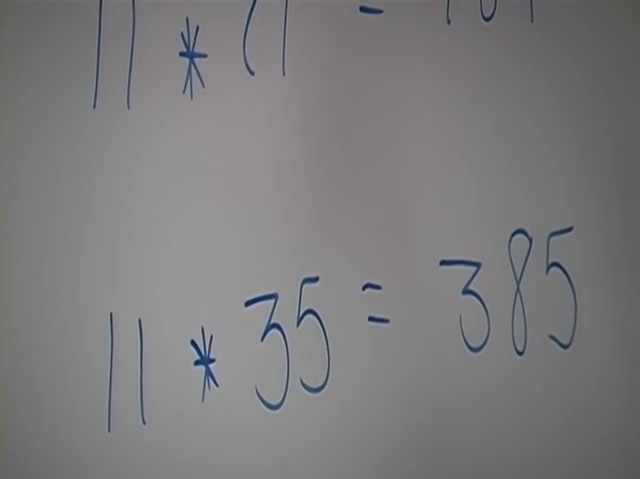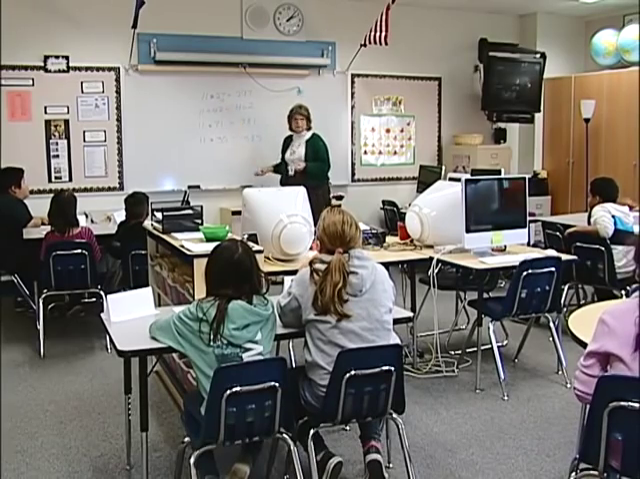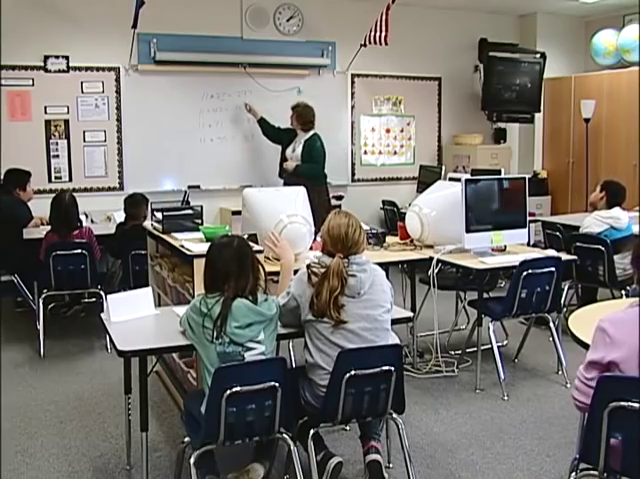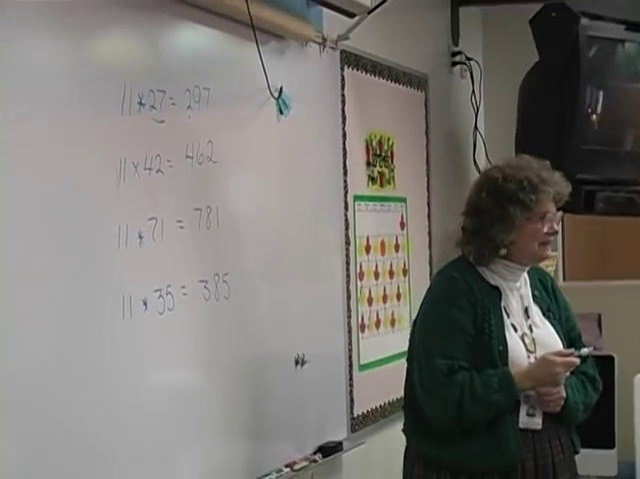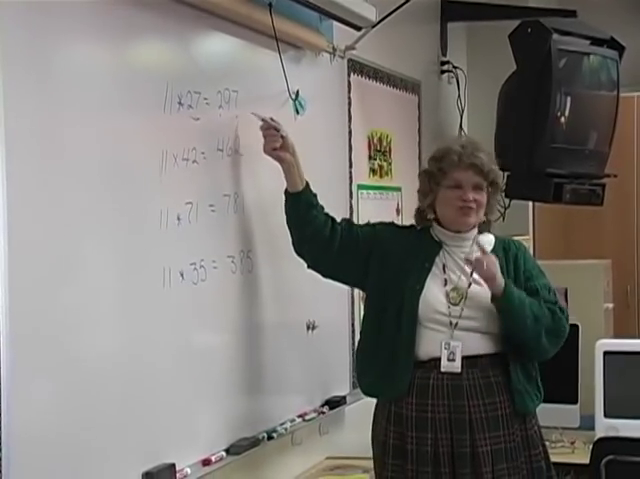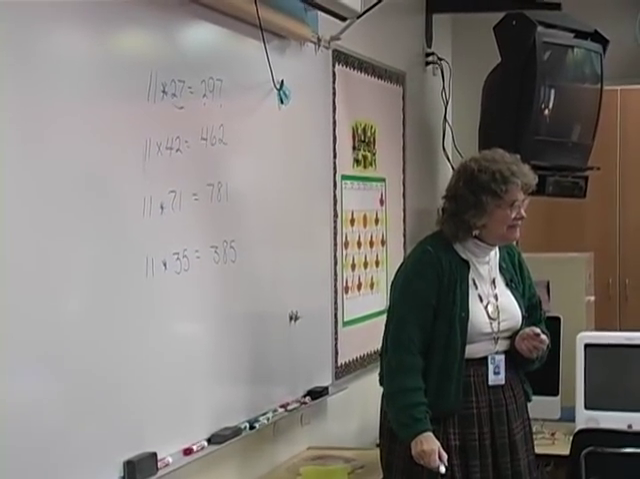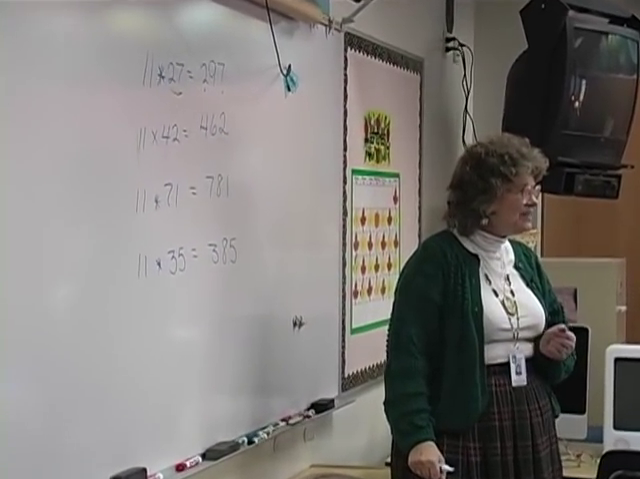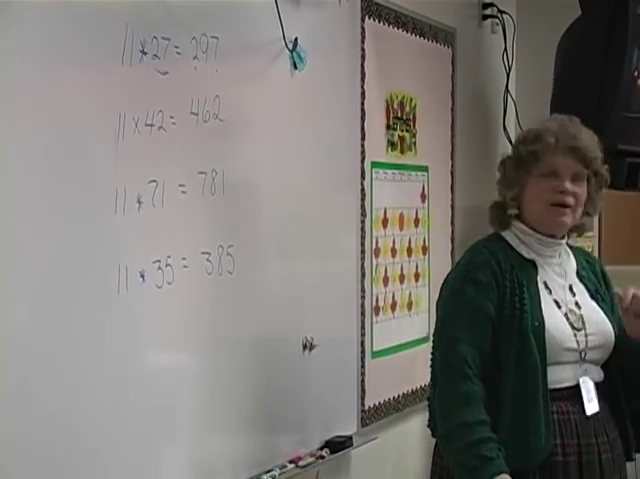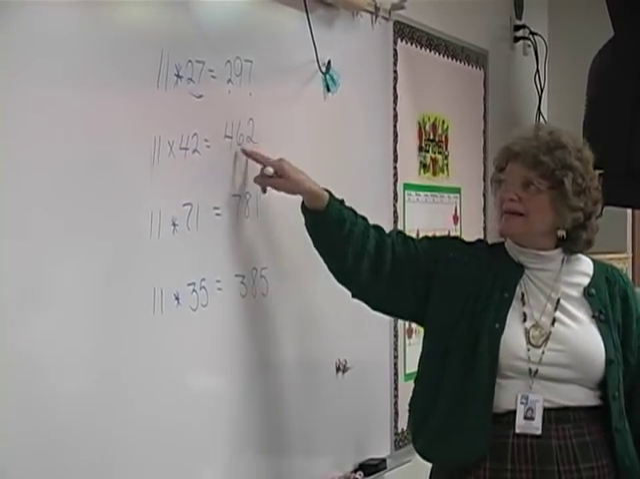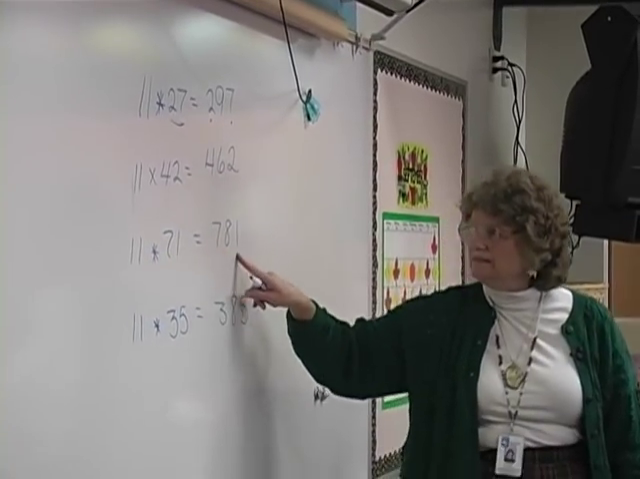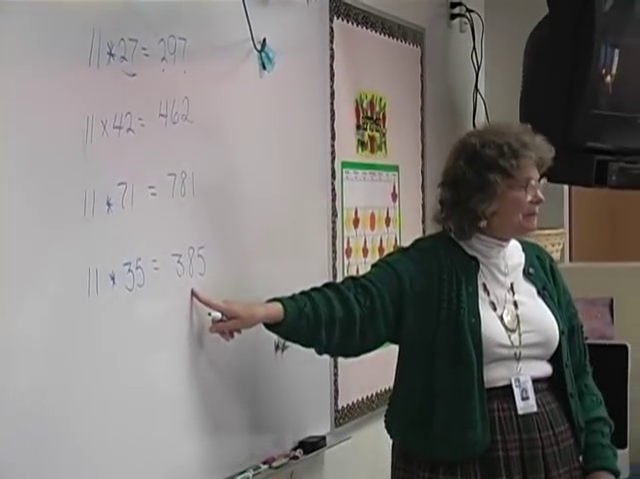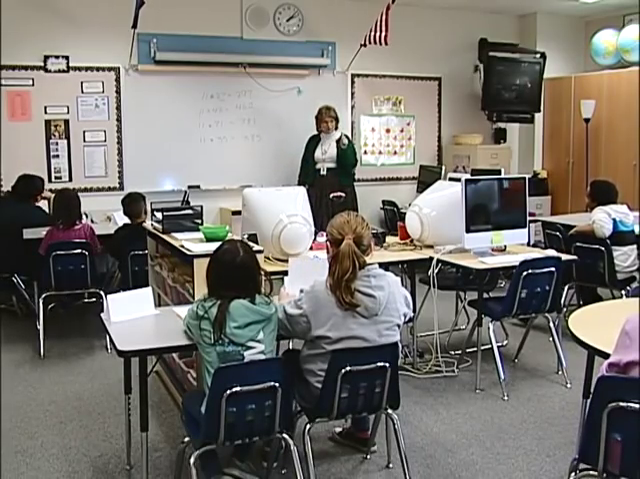What did I do with the 27 here? What did I do with the 2? Right here. What did I do with the 7? And how did I get the 9? Does it make sense? Did I add them together? Yes. Does that work every time with 42? Yes. With 71? Yes. With 35? Yes. All right, but I want you to watch now and think carefully.